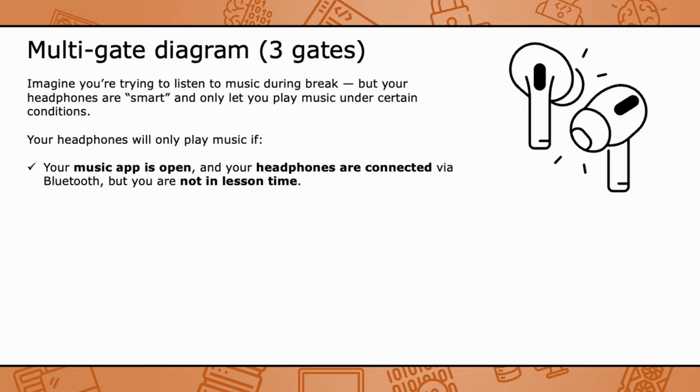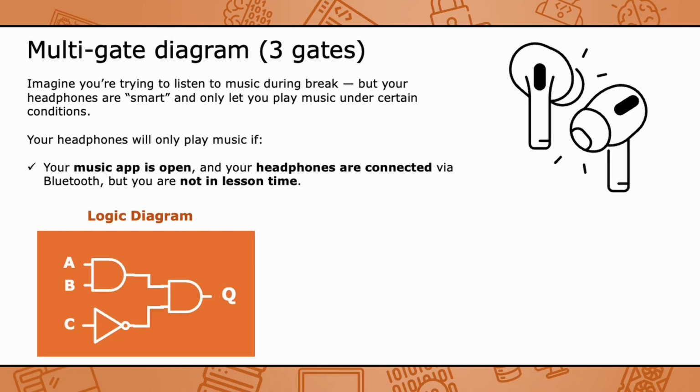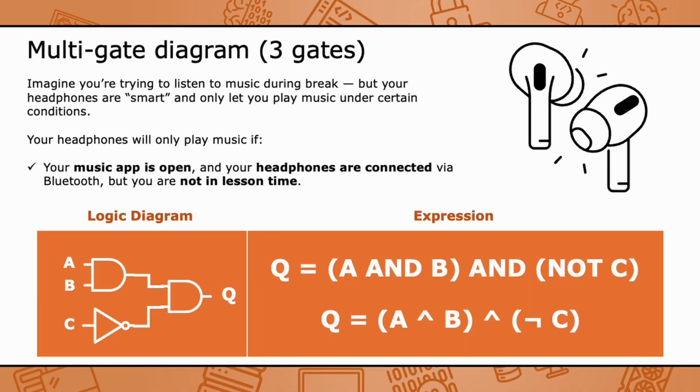So let's take a look at what the diagram would look like for this one. We've got the AND gate, so our A, the music app is open, and your headphones are connected would be our input B, so they're going into an AND gate. And not in lesson time would be our C input, which is a NOT gate. And both of these need to be combined with an AND. So you've got to have your music app open, you've got to have your headphones connected, and you've got to not be in lesson.